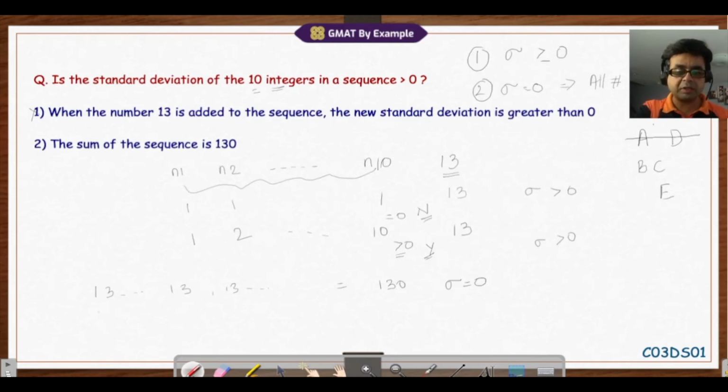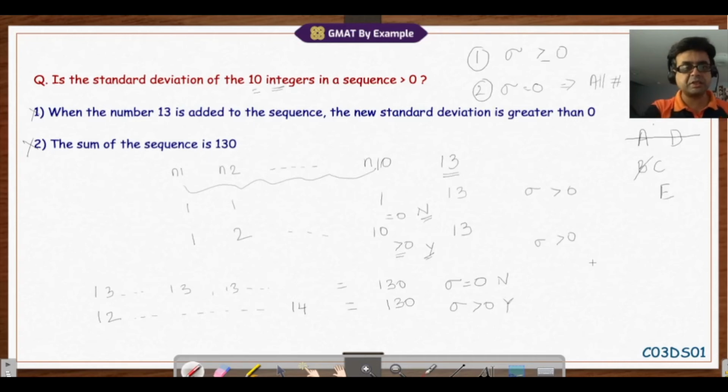Or it could be one number is 12, every other number is 13, and the last number is 14, which still makes the sum 130. However, the standard deviation is greater than 0 because all the numbers are not the same. So what does that tell us? The way we are answering the question here is sometimes the standard deviation is greater than 0, other times it is not greater than 0. So this also is insufficient to answer the question. So B is gone.